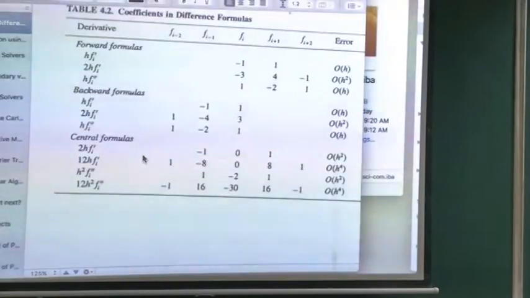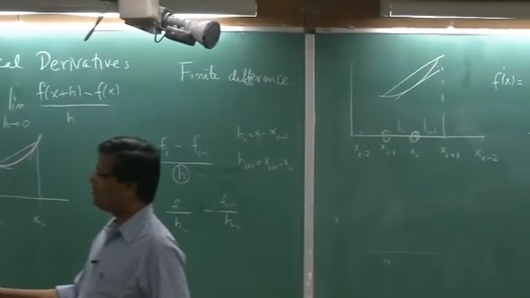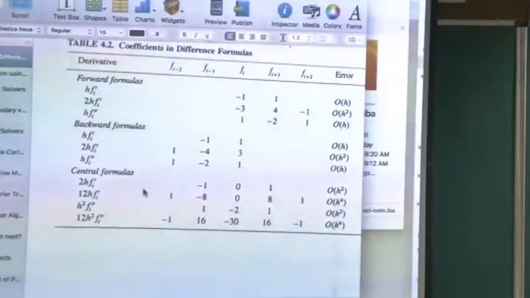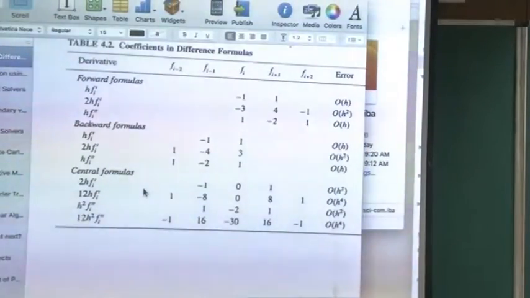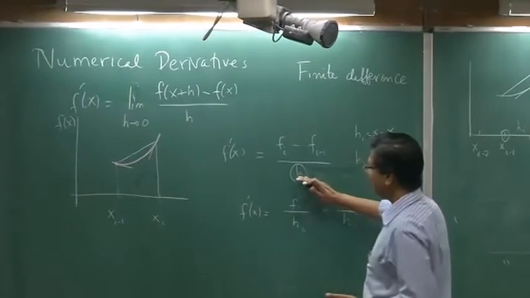Now this is some new stuff, using 5 points. I did not derive this right now. If you want to use 5 points, then this is what you should use: 1, minus 8, 0, 8, minus 1. Using 3 points I derived this formula, but with 5 points this is what you get. And the double derivative is this, it is more work, but you can get this formula. What is the error? This column tells you the error. You can derive some errors from here. So how do you get the error for this formula?